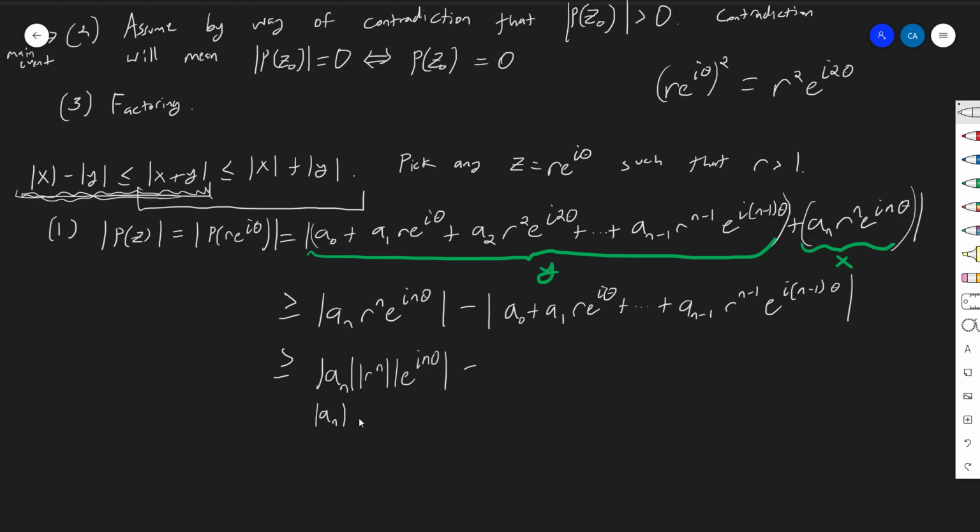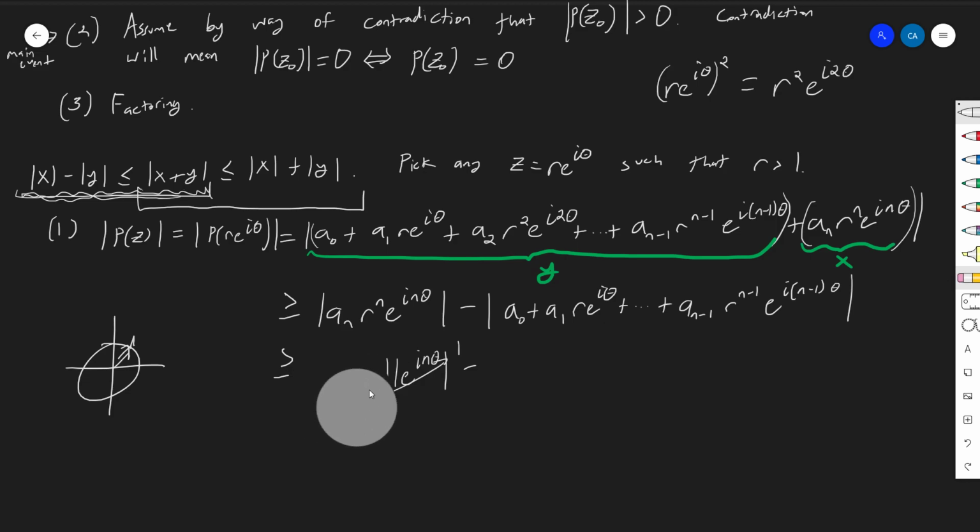This r to the n, though, is just r to the n. I don't need brackets around it because r is a positive real number. And then this thing here, this is just 1. E to the i n theta is just some location on the unit circle, the circle of radius 1, the circle of distance 1 from the origin. This is the distance from the origin. It's always just 1, and it's going to be 1 for all of these, so they're all going to disappear, which is why I wanted to mention it now.